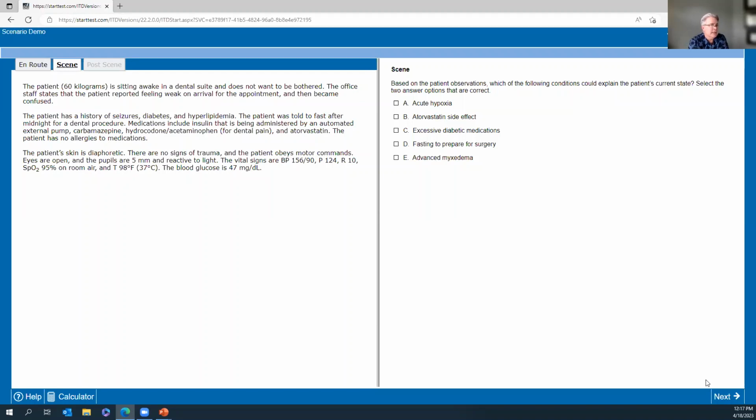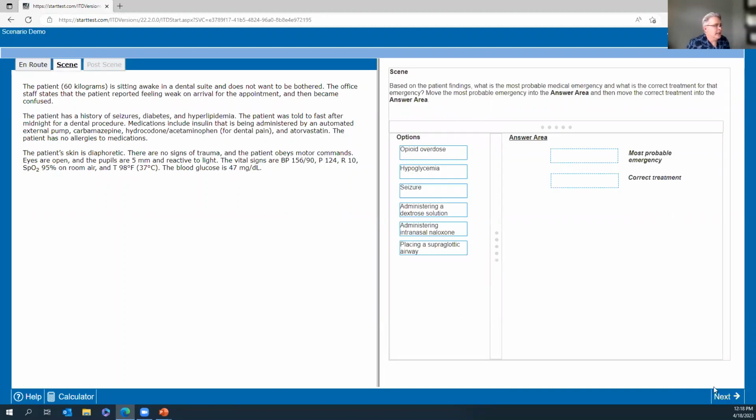The next item, again, this is scene. Another multiple response asks me to select 2 answer options. It says, based on the patient's observations, which of the following conditions could explain the patient's current state? I don't think this patient is hypoxic. I don't think this is a side effect of the statin. I do think this patient's had too much insulin. I think the patient has not enough food because they're fasting. And this is not advanced myxedema. So I'd answer the question in that way.